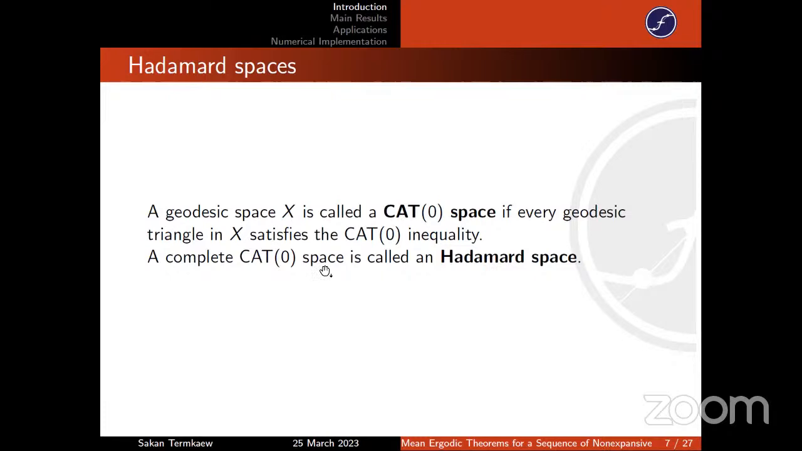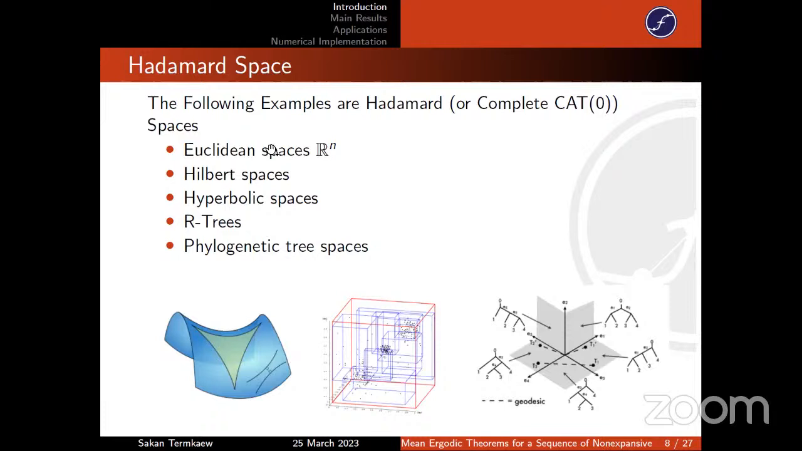Next are some examples of Hadamard spaces. The first one is Euclidean space. The second one is Hilbert spaces, and the third one is hyperbolic spaces. The shape of hyperbolic space is like this. The next one is R-trees. The shape of an R-tree is something like this. It looks like a union of segments. And the last one is phylogenetic tree spaces. This is a space that includes the graph of the evolution of any species of animal.